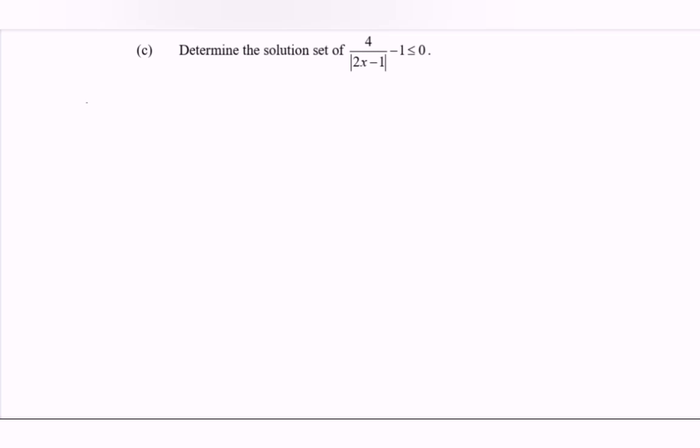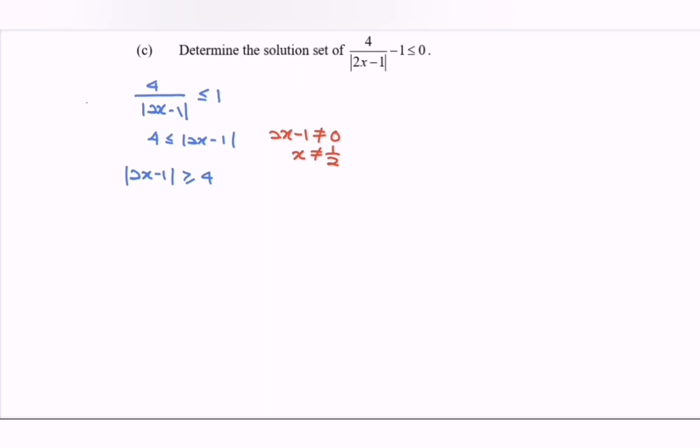Next, for the C. So kindly rearrange the situation where we have 4 over the modulus of 2x minus 1, then we have less than or equal to 1. Next, cross multiply the situation. So we have 4, then we have 2x minus 1 with the modulus. Then do remember, there is a restriction. 2x minus 1 cannot be equal to 0. So x cannot be equal to 1 over 2 because it is a denominator. Rewrite the situation. So we have the modulus of 2x minus 1 greater than or equal to 4.